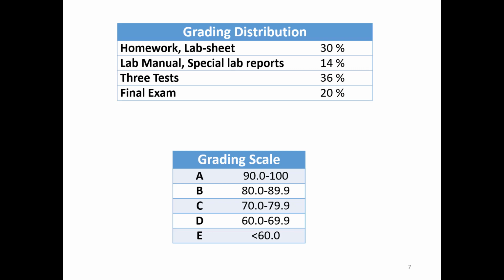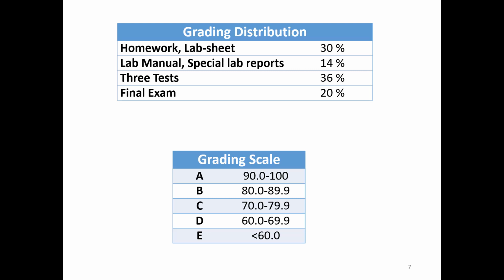This is the grade distribution for this class. The homework and last sheet correspond to 30% of the class. The lab manual and special lab report are 14%. And we will have 3 tests. Those 3 tests correspond to 36%, and the final exam is 20%.